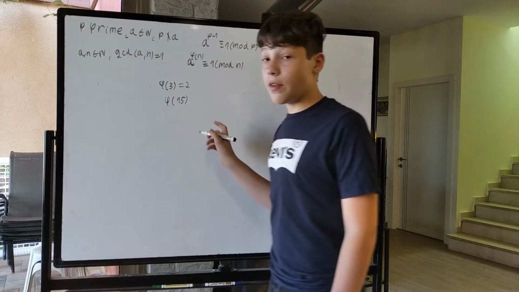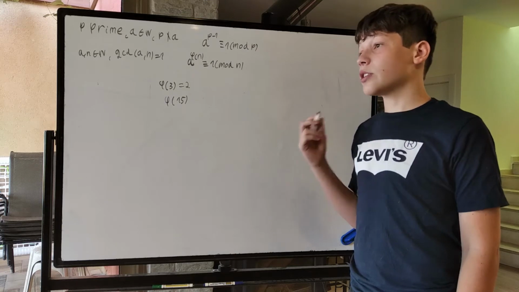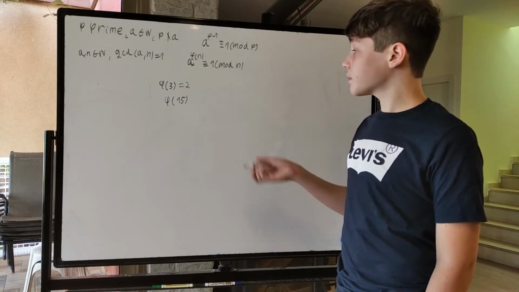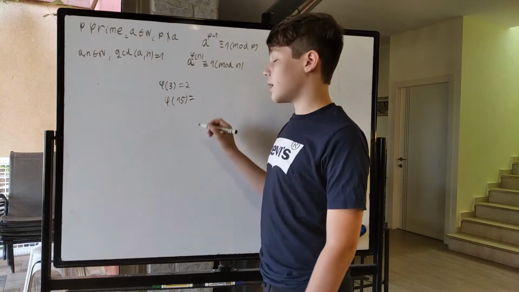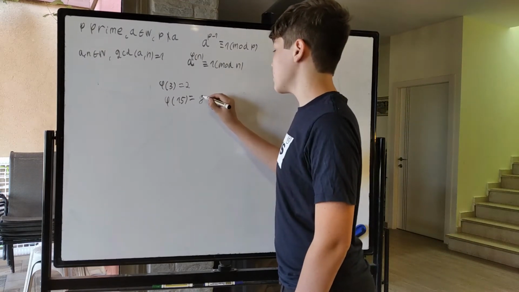What is phi of 15? How many numbers are not bigger than 15 and co-prime to 15? I'm not going to write all the numbers, but the answer is 8.